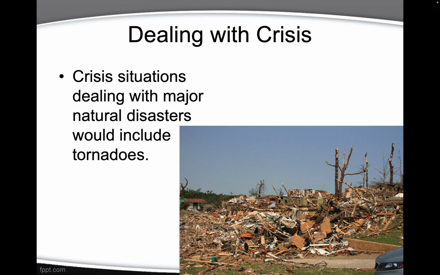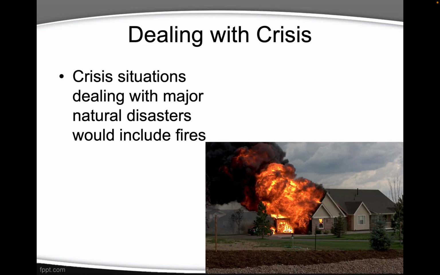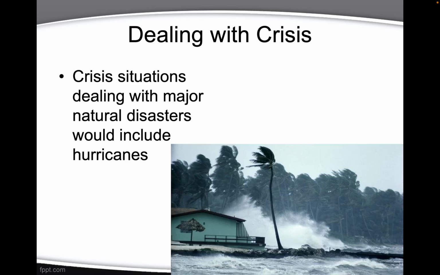Crisis situations dealing with major natural disasters would include tornadoes. And of course, this is a picture of a tornado in Oklahoma, right near where we used to live, actually. We lived in Choctaw. And this is in Moore, I think. Natural disasters would include fires. Natural disasters would include hurricanes, something you don't really have to worry about in Arizona or New Mexico. But if you lived in Florida and you lived along the Gulf Coast, you'd have to worry about hurricanes. And if you lived in Texas along the Gulf, you'd have to worry about hurricanes.